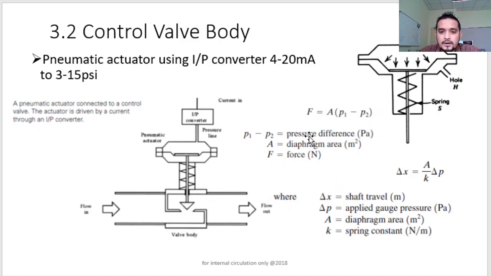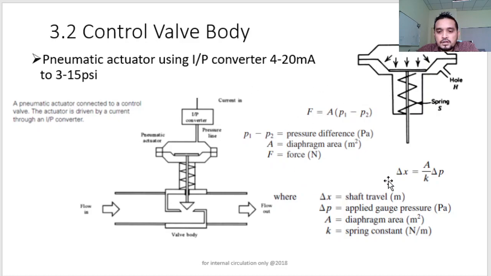What we can see here is a simple formula, which is F. F is force, measured in Newton, and it is equal to A, the diaphragm area, times P1 minus P2, the pressure difference, measured in Pascal. The diaphragm area is written in meter squared, and force is in Newton. So we have force equal to A times the pressure difference, delta P.